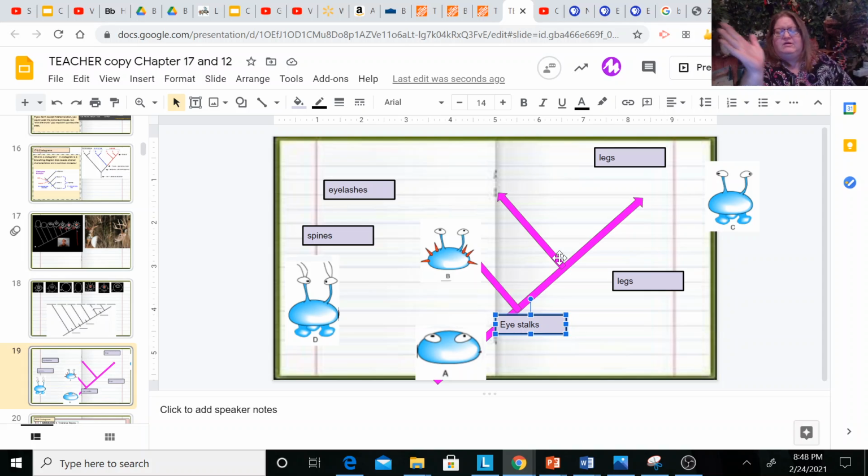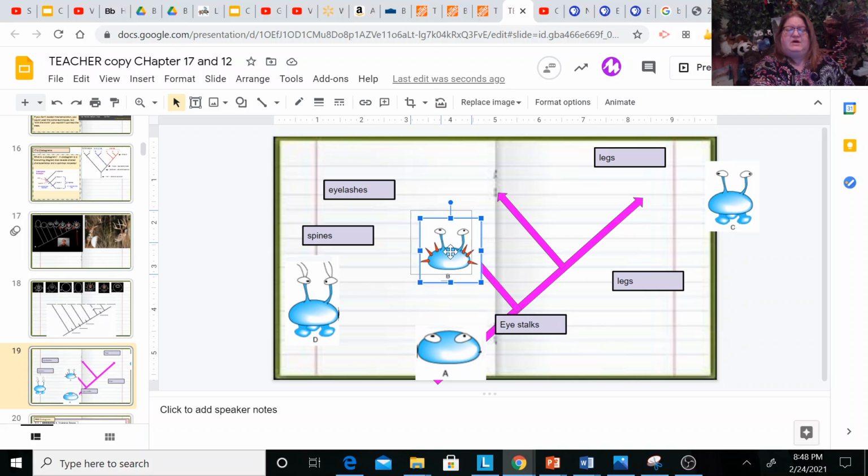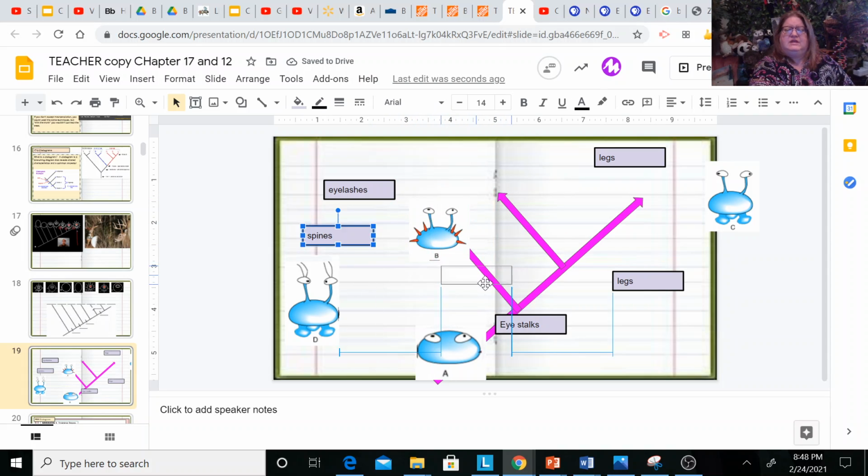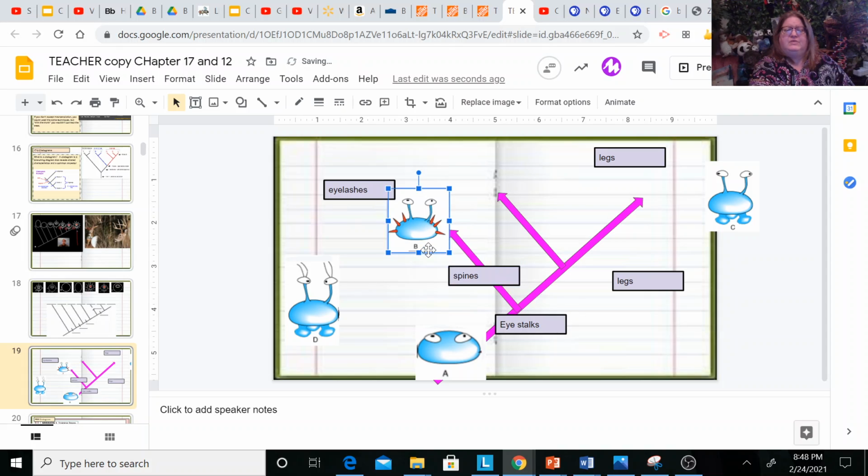So remember, the arrow is pointing in through time. So everybody after that box should have eye stalks. Now B has spines. Nobody else has spines. So we can move that characteristic there. And notice, again, if you follow the arrow, this little guy has spines. Nobody else does. So again, let's think about what we're going to see. So think about how you would arrange them. Hit pause if you need to.